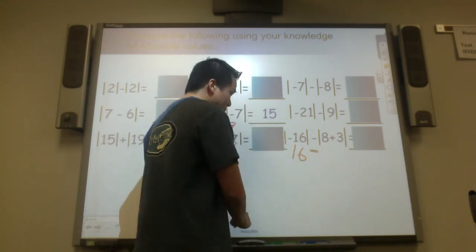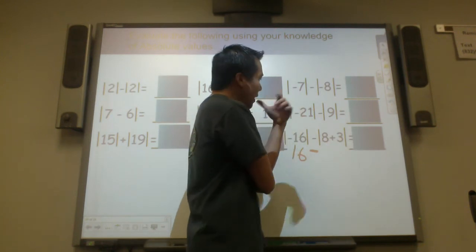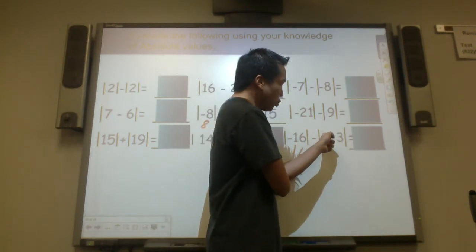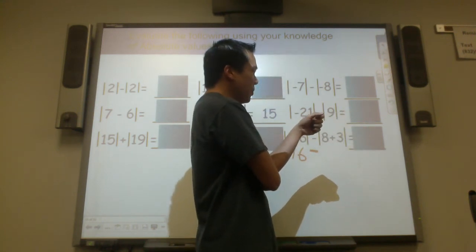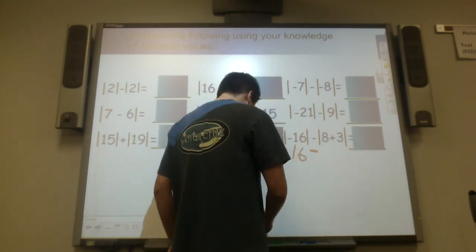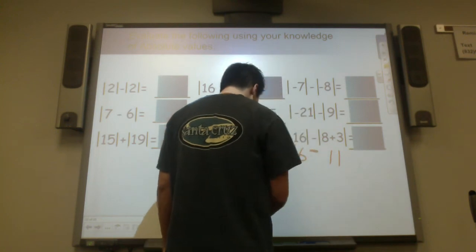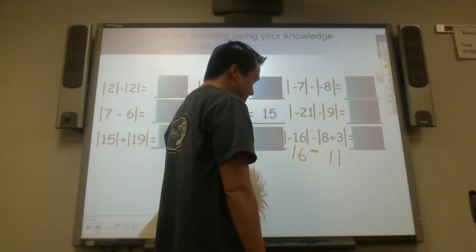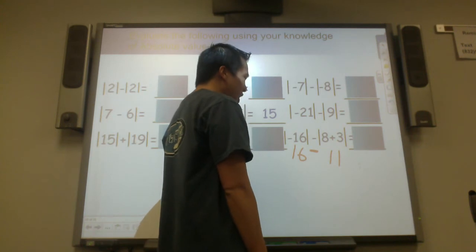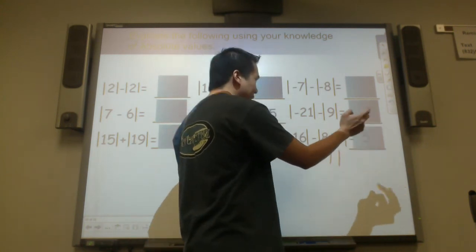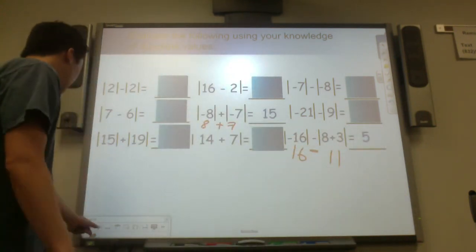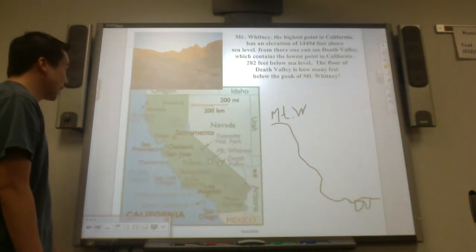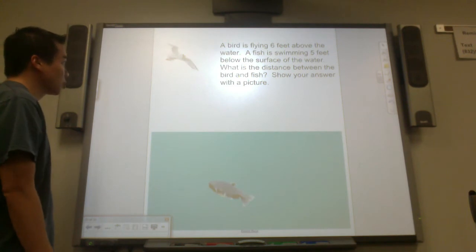Let's look at this absolute value. 8 units from 0, but then you add, it goes 3 spaces forward. Wouldn't that be 11 units from 0? So if you're at 16 and you back up 11 spaces, wouldn't it be just 5 units from 0? It is. So let's go to our last example. Let's look at this one.